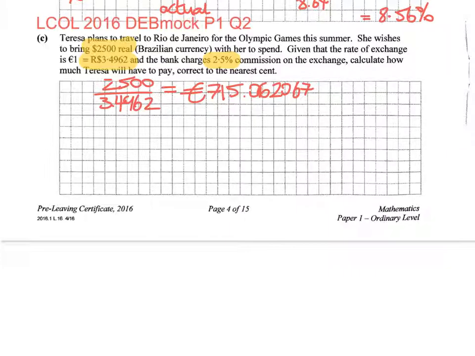But we have the commission, so basically we're being charged. We need that much money to get us $2,500, but I need to also pay the bank. So we need to work out what 2.5% of that is. So 2.5% of 715 and 6 cents works out as 17 euros and 87 cents, or a little bit more than that. So my final cost is going to be those two values added together.